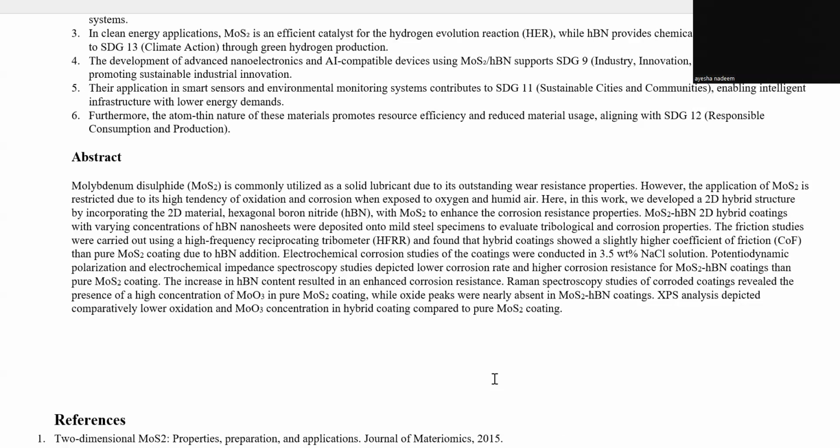Raman spectroscopy study of corroded coatings revealed the presence of a high concentration of molybdenum trioxide in pure molybdenum disulfide coating, while oxide peaks were nearly absent in molybdenum disulfide and hexagonal boron nitride coatings. XPS analysis depicted comparatively low oxidation, with lower molybdenum trioxide concentration in hybrid coatings compared to pure molybdenum disulfide coatings.